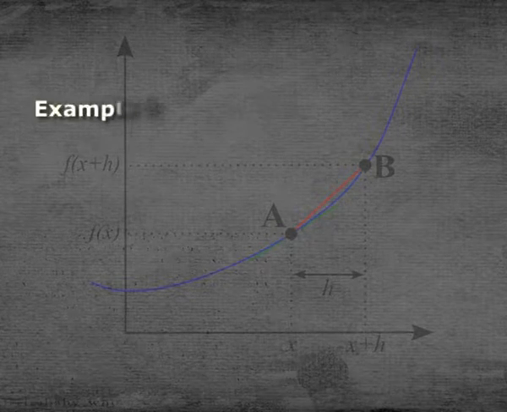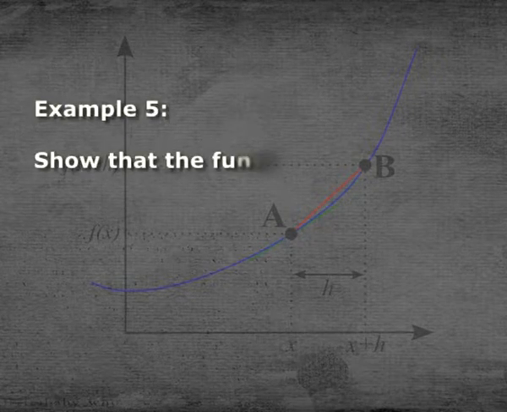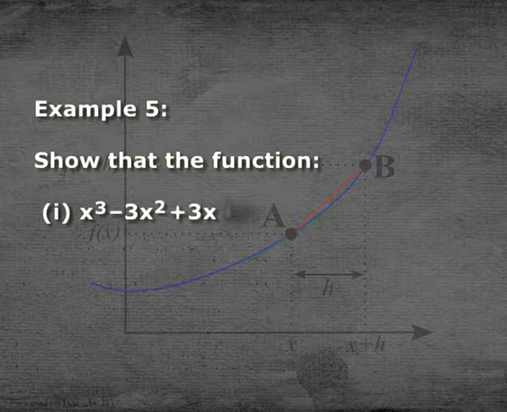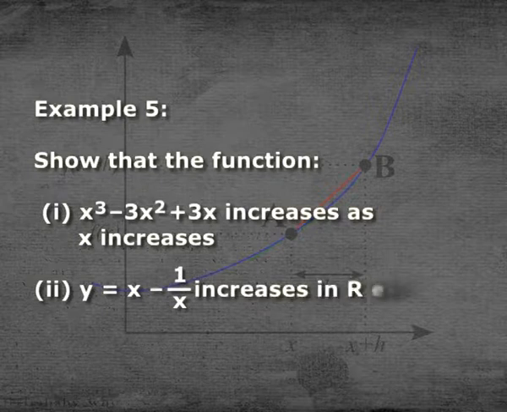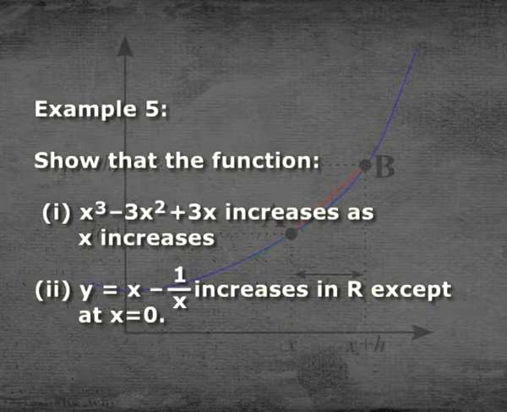We come to example number 5. Show that the following functions given here: the first function, x cube minus 3x square plus 3x, increases as x increases, and in the second case, y equals x minus 1 by x, increases in R except at x equals 0.